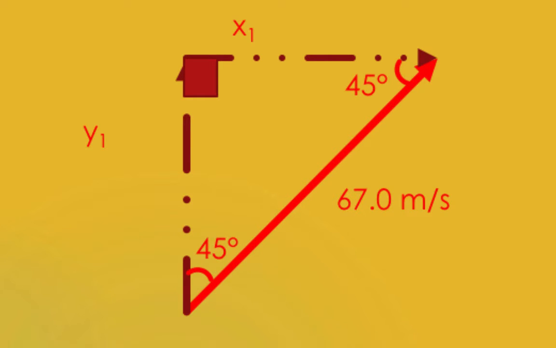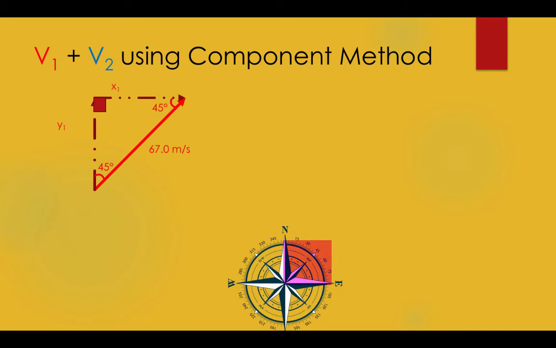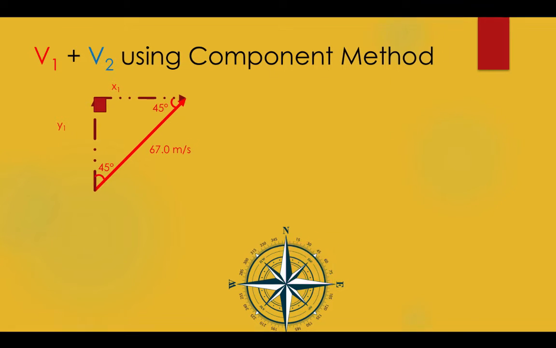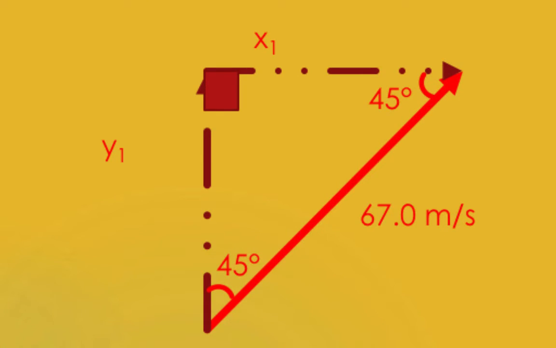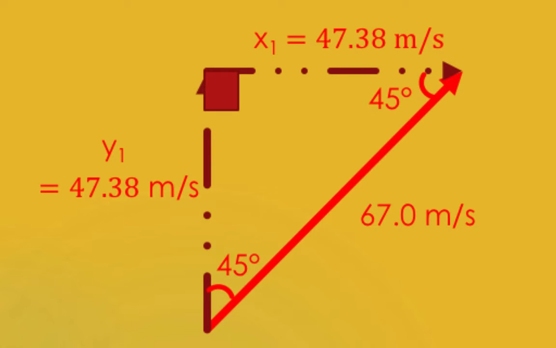We can now use trigonometry to calculate x and y components. Now note the vector points up and to the right, into quadrant 1, which makes the x a positive value and the y a positive value. I used the cosine ratio and found y1 to be 47.38 meters per second, and used the sine ratio to find x1 to be 47.38 meters per second as well.